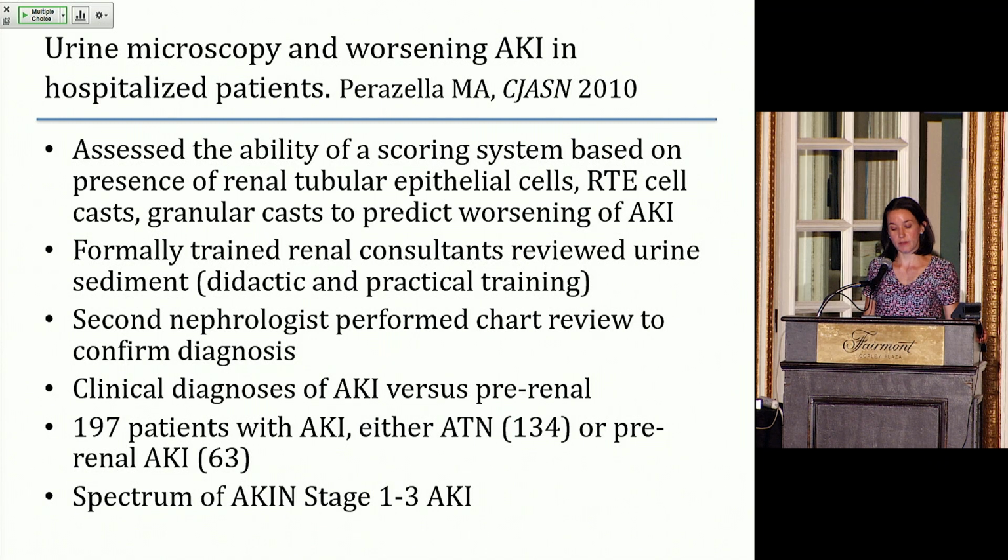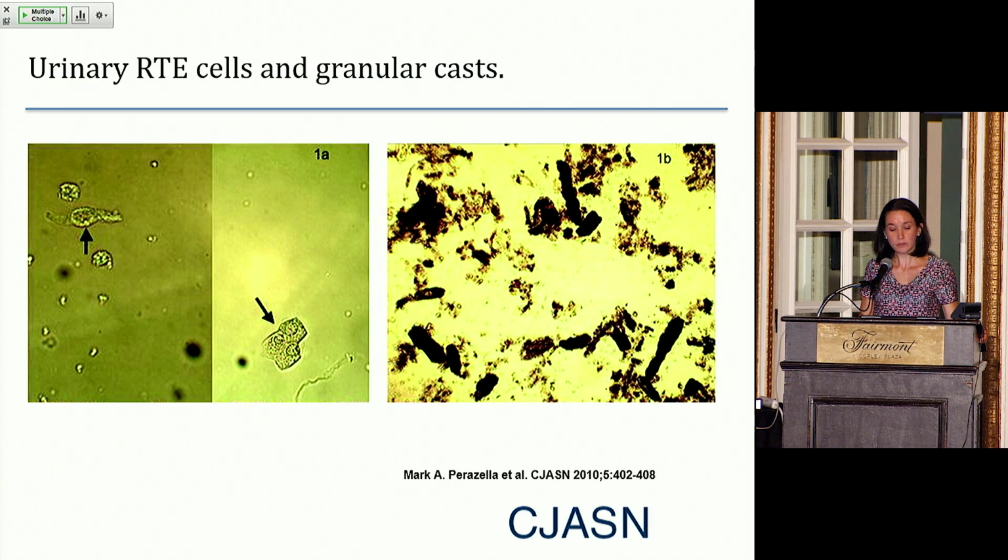They had 197 patients, 134 of them had ATN, and 63 of them were pre-renal, and they had the full spectrum of AKI across stages 1 to 3 on the AKIN staging system. And what were they looking for in the urine?